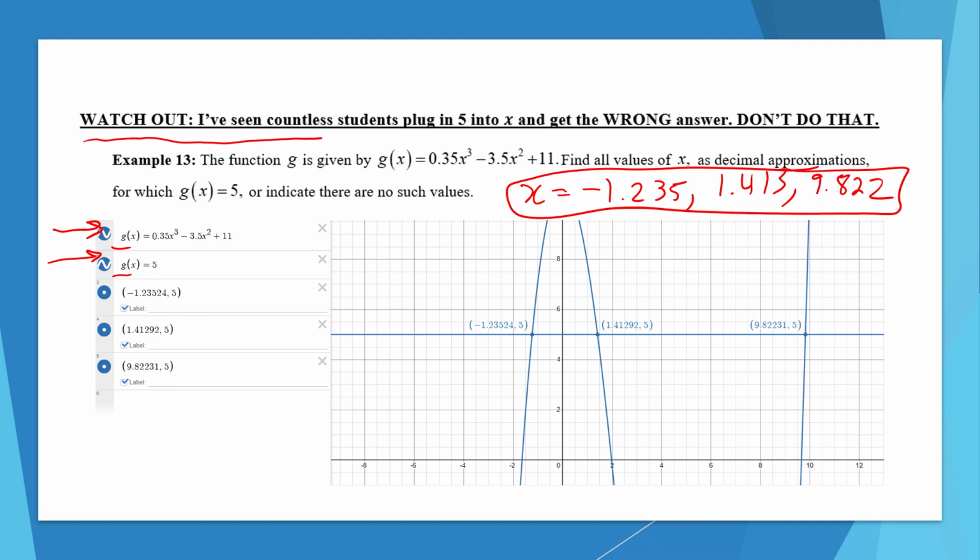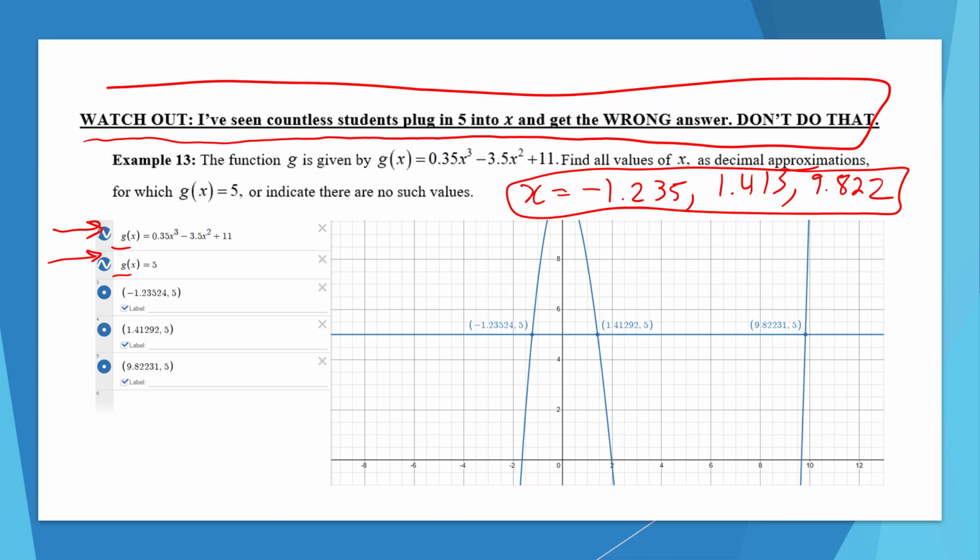However, watch out. I've seen countless students, even this year, on your tests, on your semester summatives, last semester, they would just plug 5 into the function and evaluate it and then get the wrong answer. So please do not do that. You are finding where this is equal to 5, not what happens when you plug 5 in. So it's a little bit different than the very first question. So just be cognizant of that.